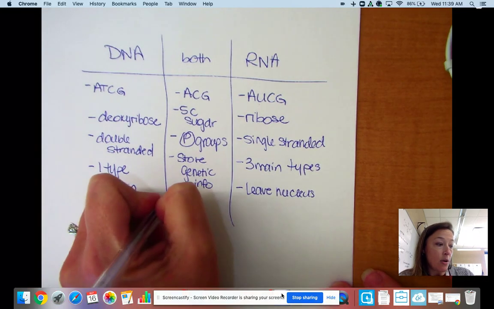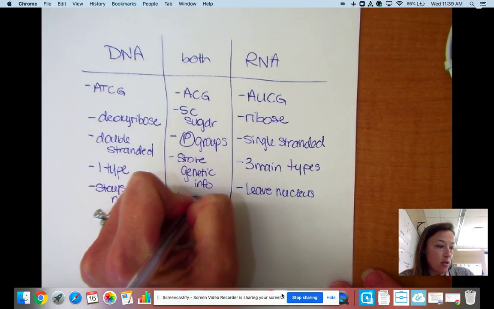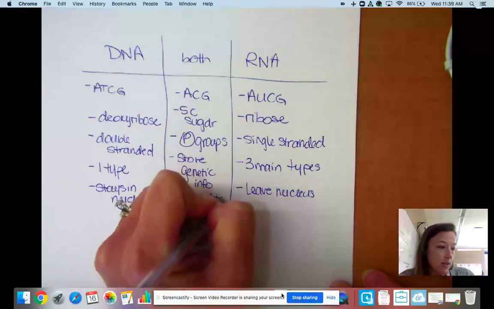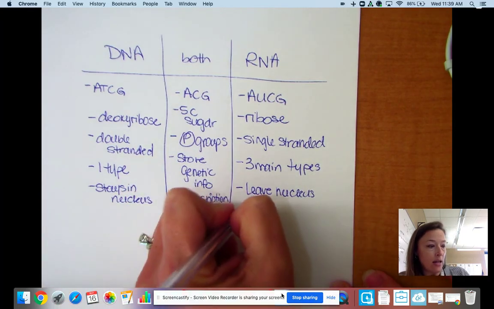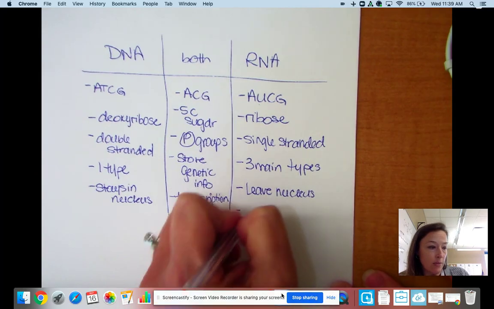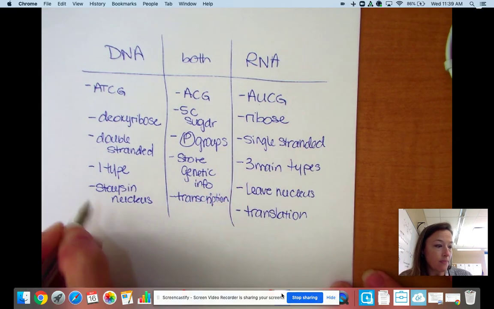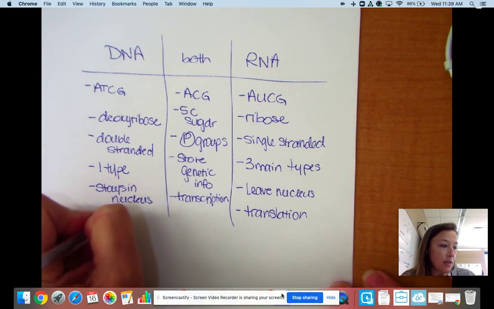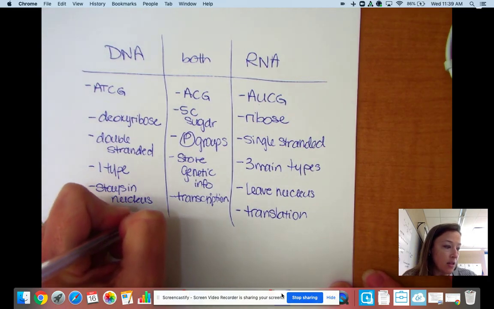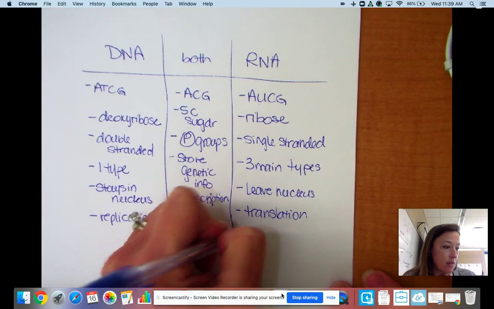They are both involved in transcription, see if I can squeeze that in there, which is going from DNA to RNA. RNA leaves the nucleus, goes to the ribosome for translation. So DNA is not a part of that. Replication is something DNA does. That's where it is copied, that RNA is not a part of.